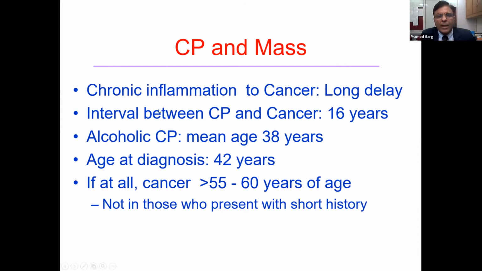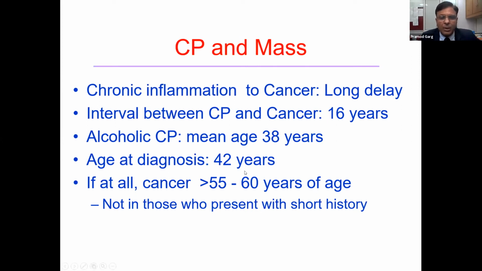So from chronic inflammation to cancer, there is obviously a long delay. The interval between CP and cancer in our series was 16 years. And if you look at any other disease, IBD to colon cancer, cirrhosis to HCC, Barrett's to esophageal cancer, you find there is a long delay there. The mean age of patients with alcoholic CP in our series is 38 years. And that's what across studies, around 40 years is the age.